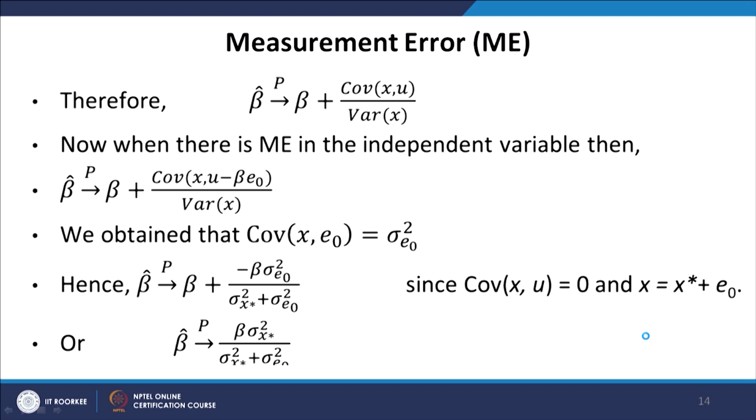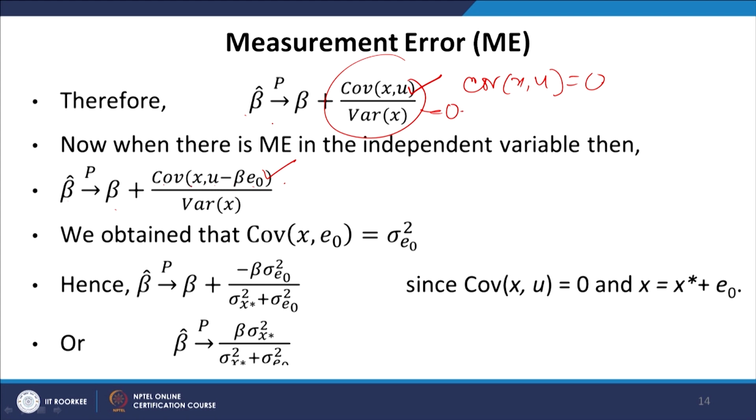Now, when there is measurement error in the independent variable, then we have beta hat with probability limit tending to beta plus the covariance between x and (u minus beta e naught), because now my error is not u, it is u minus beta e naught. You can see that as long as we know that the covariance between x and u is equal to 0, this term is equal to 0 and beta hat in probability limit tends to beta. So, we say that the estimates are consistent.